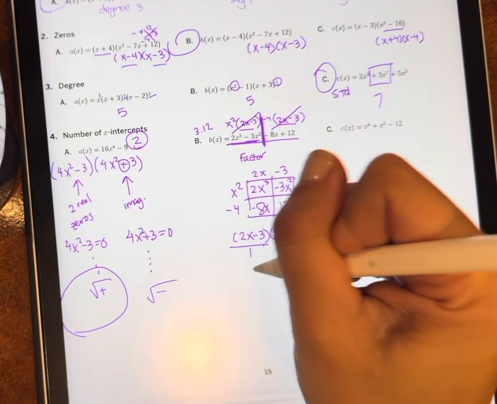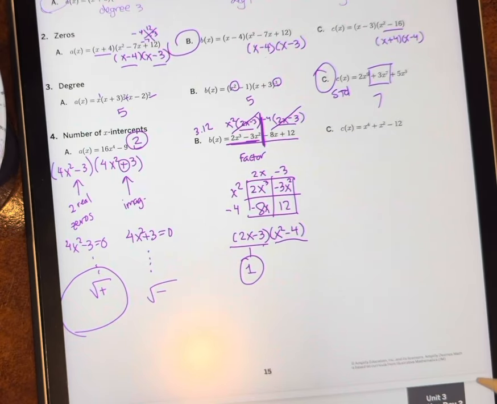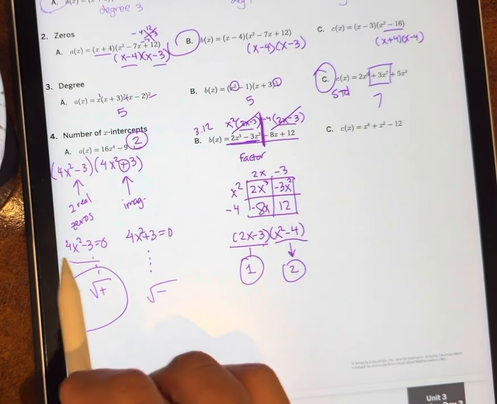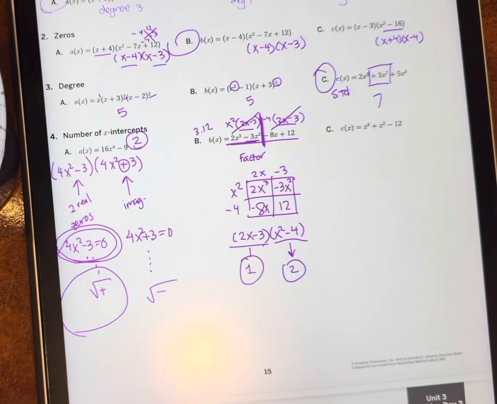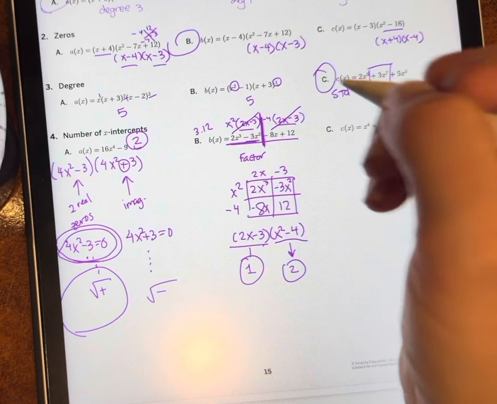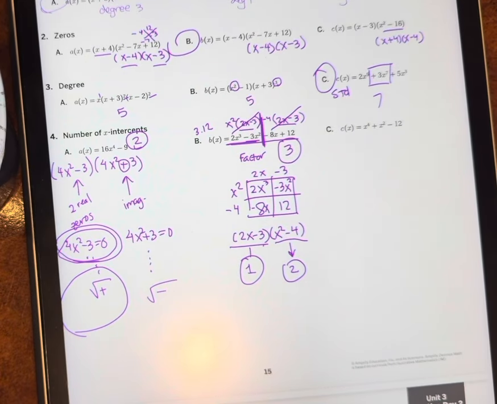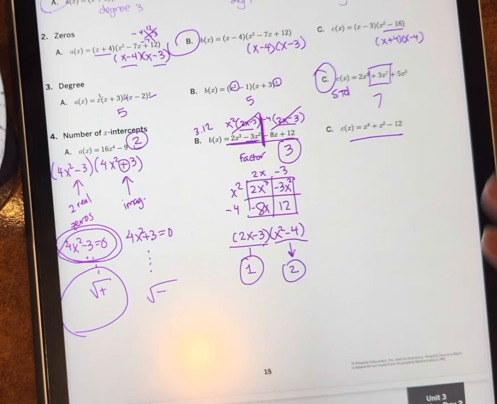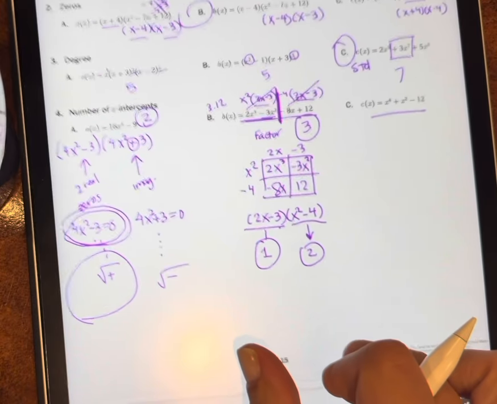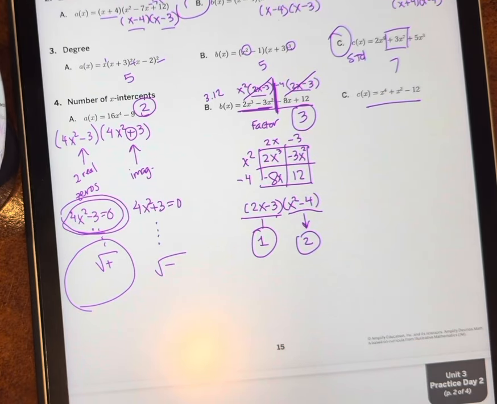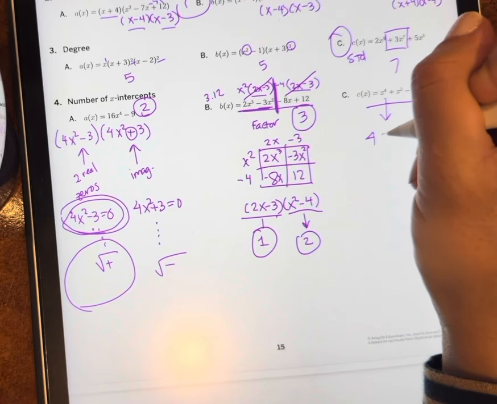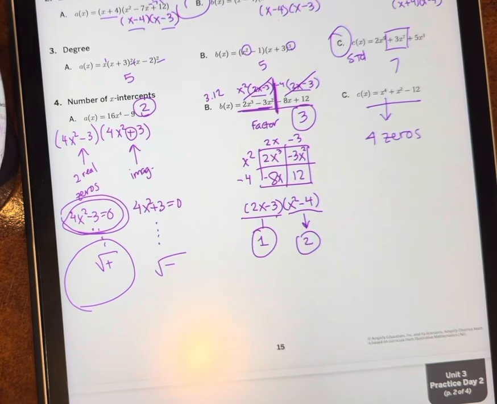I'm going to get 1 x-intercept out of that one. And I'm going to get 2 x-intercepts out of this one by the same logic as here. So this one has 3. Okay. And then looking at this, I'm not going to do it. Do it if you want, factor it if you want, but I taught you guys some stuff in class, all right? If this is a 4th degree polynomial, then it has 4 zeros, all right?